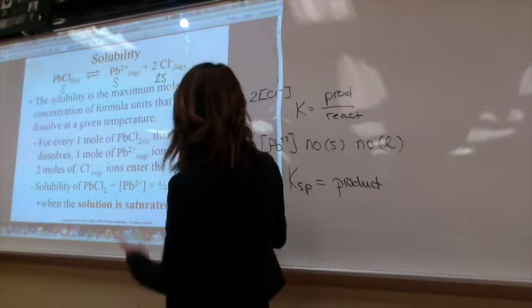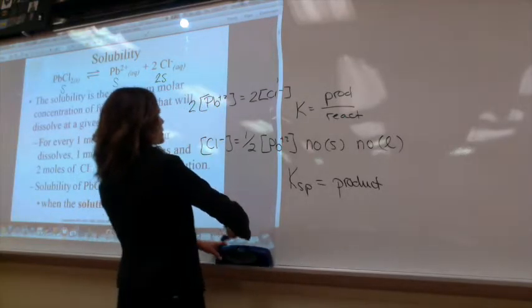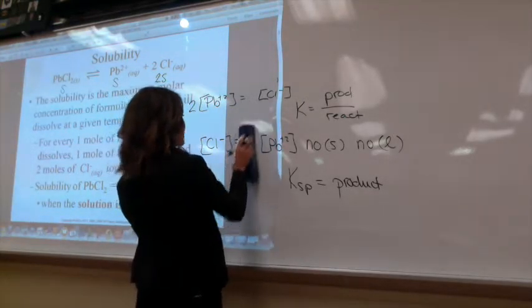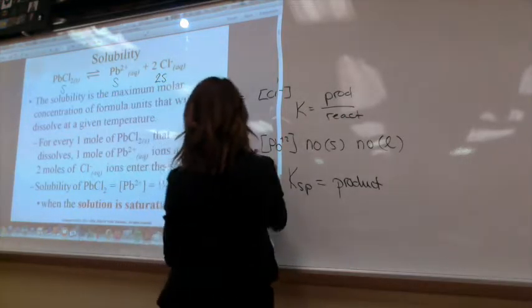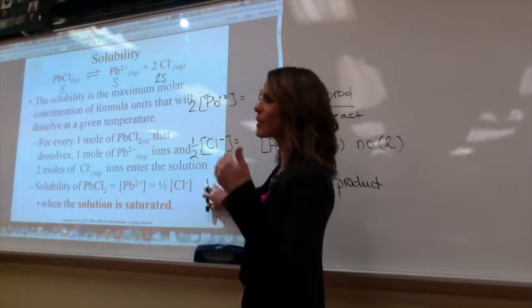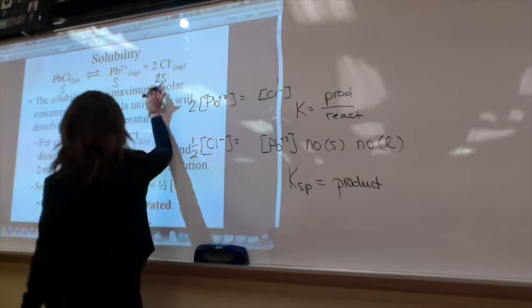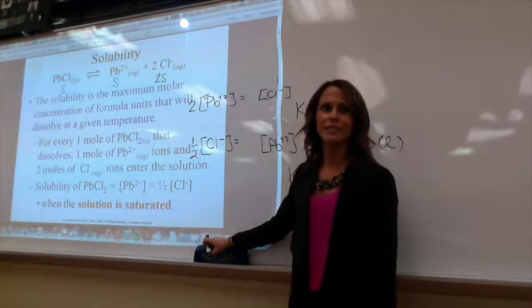Yeah. So this is double the concentration of lead. Yeah, I put the 2 in the wrong spot. Sorry. Which means that this is 1/2 the concentration of chloride is equal to lead. All right, so that's why this expression is correct, but you have to just evaluate that it's S and 2S. Sorry about that.